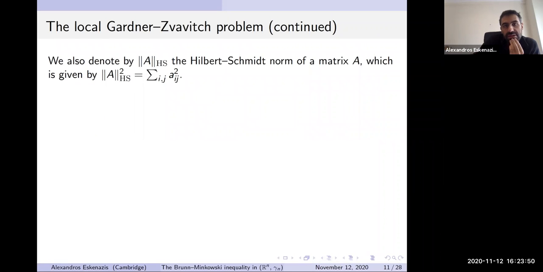And also I'm going to denote by the A sub HS the Hilbert-Schmidt norm of a matrix. So the Hilbert-Schmidt norm is just the square root of the sum of all the entries of the matrix squared, just the Euclidean norm.